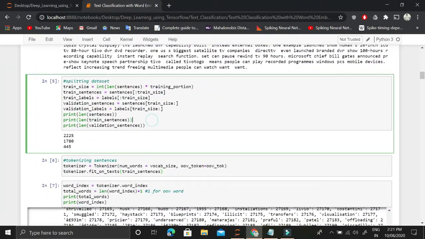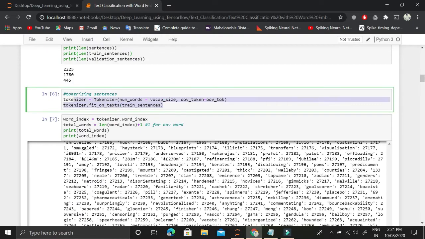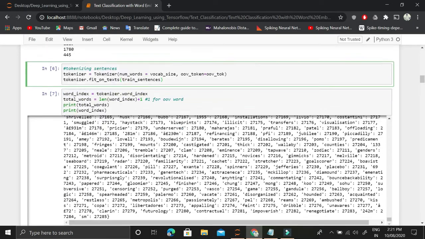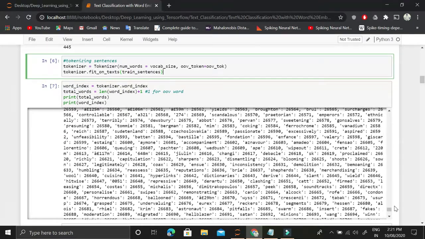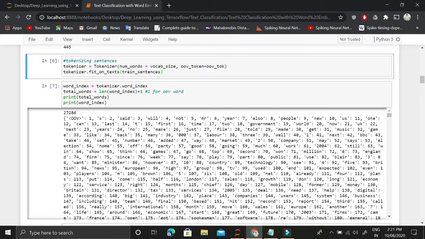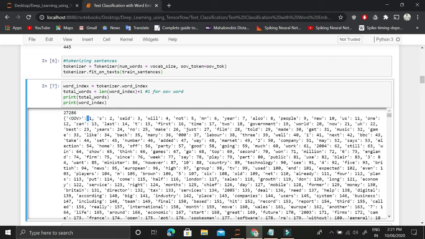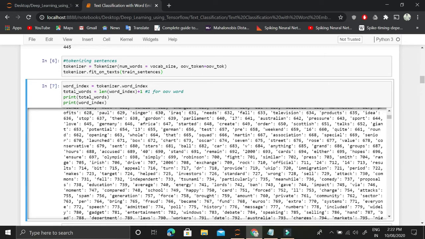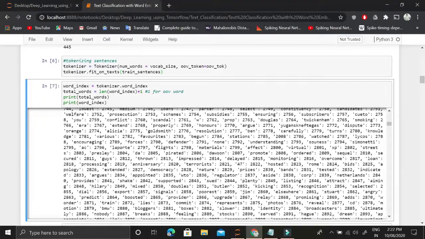Next, what we'll be doing is splitting the dataset into training and validation. And once we have done that, then we'll be tokenizing the sentences. Each word, once tokenized, will have this kind of structure where we have the token, and for each token, or for each word, we have an integer number. There is a word S, for that we have the integer value of 2. Then said has the integer value of 3. Each word in our vocabulary will have a unique number.